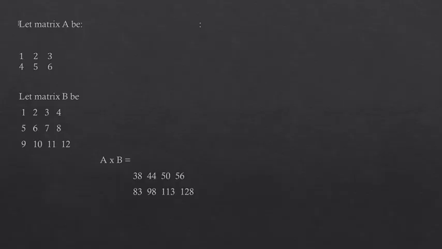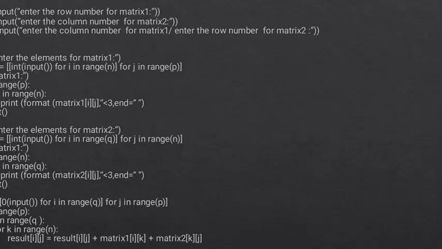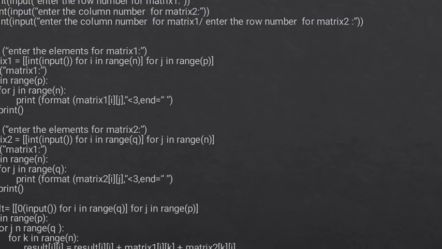So to look at the program, first we type in the number of rows of the first matrix, and then the number of columns of the second matrix, because the number of columns of the first matrix and the number of rows of the second matrix are equal, which is given by n. So p by n is the format of the first matrix, and n by q is the format of the second matrix. So we type that, then we print the elements for matrix 1.